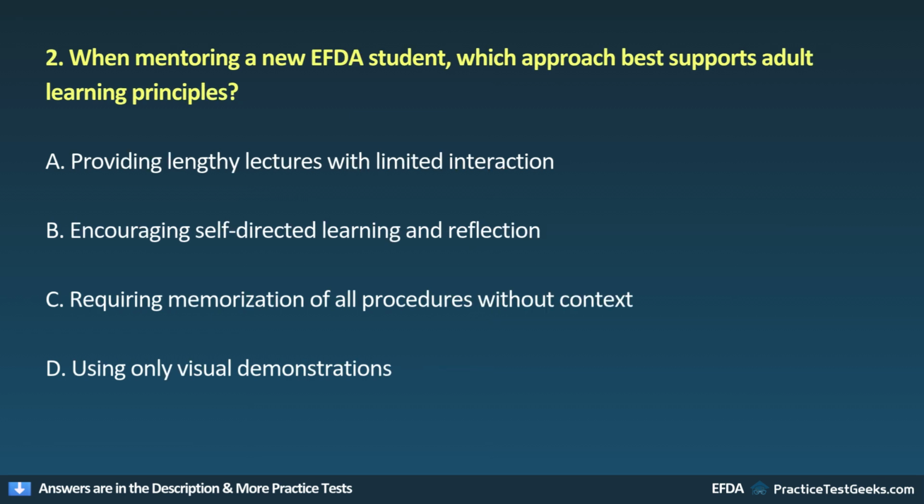2. When mentoring a new EFDA student, which approach best supports adult learning principles? A. Providing lengthy lectures with limited interaction. B. Encouraging self-directed learning and reflection. C. Requiring memorization of all procedures without context. D. Using only visual demonstrations.